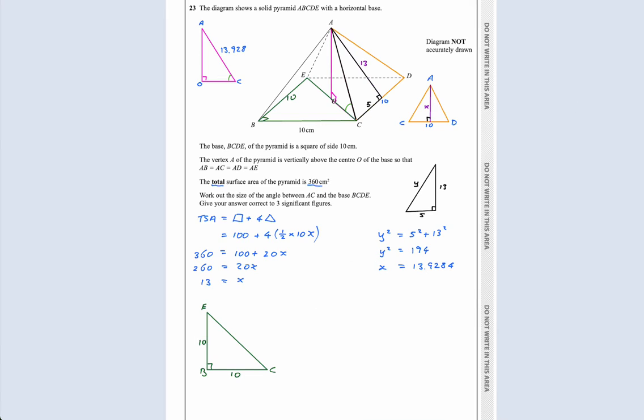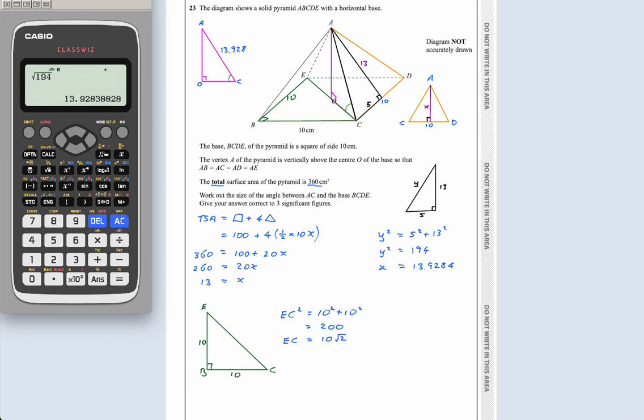Let's just call it EC squared, just so we're clear what we're doing. EC squared is 10 squared plus 10 squared. This is Pythagoras' theorem. 10 squared plus 10 squared is 100 plus 100, which is 200. So EC is the square root of 200, which is 10 root 2. That's because it's the square root of 100 times the square root of 2, or just use your calculator, guys. The square root of 200 is 10 root 2.